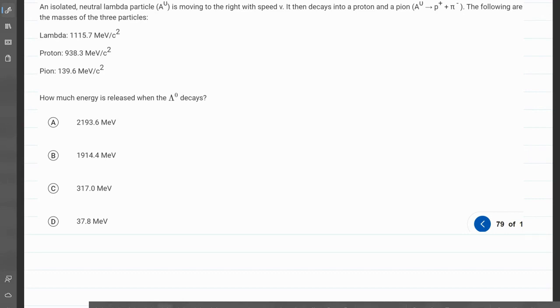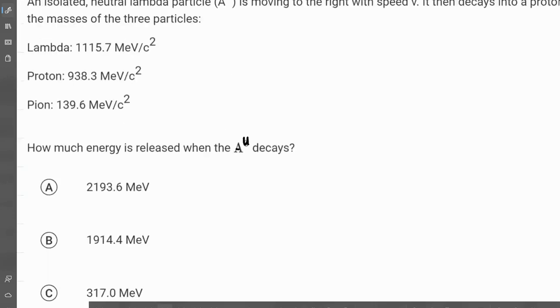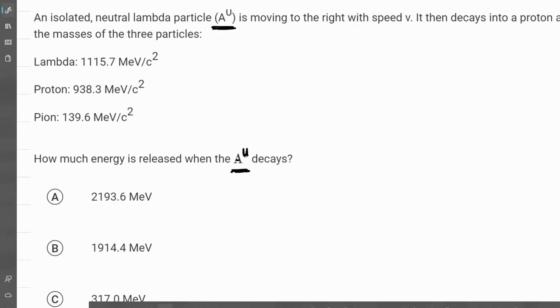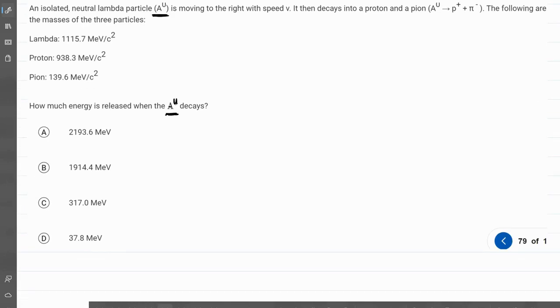So, isolated neutral lambda particle moving to the right with a speed of v. It then decays to a proton and a pion. The following are the masses of the three particles. How much energy is released when, and this should be a u. I don't really know why this and this are different. They should be the same. That's just a typo from AP. How much energy is released when that lambda particle decays?